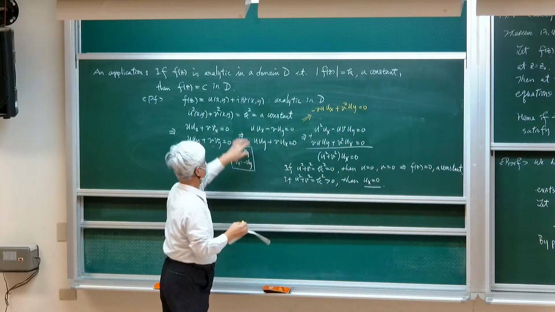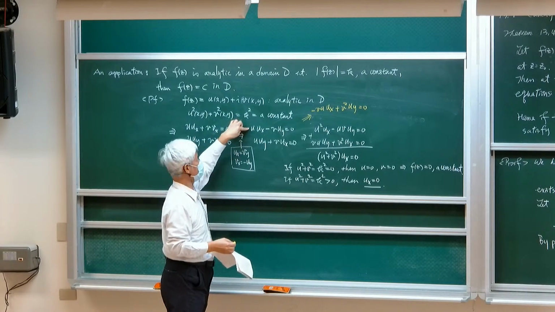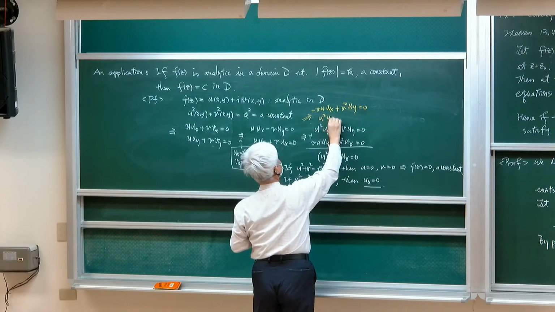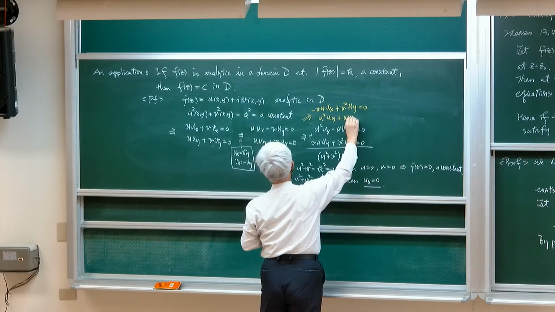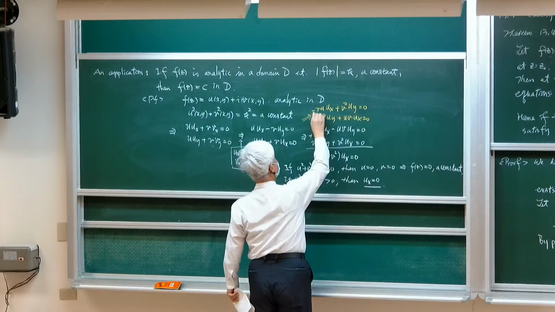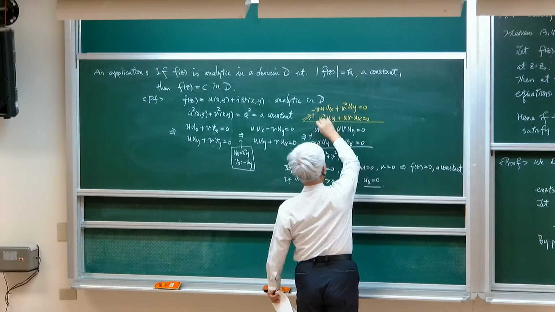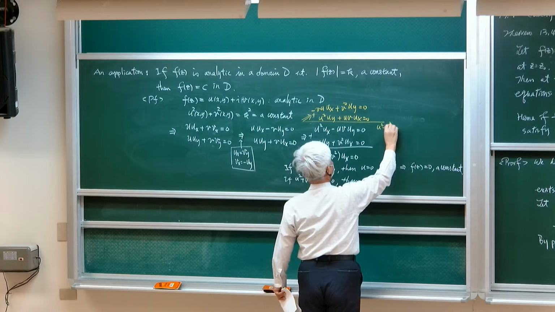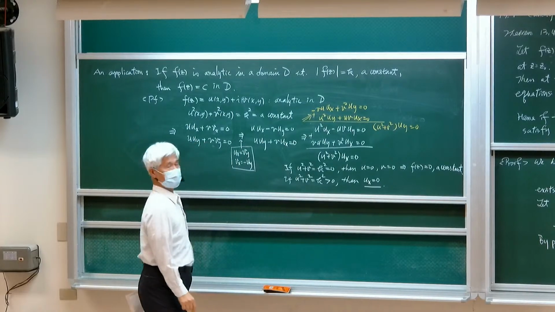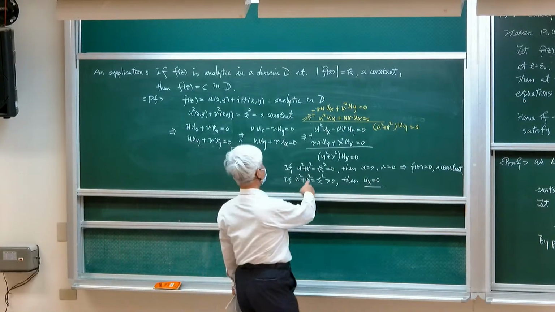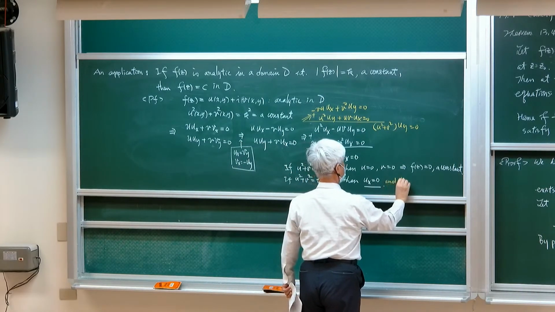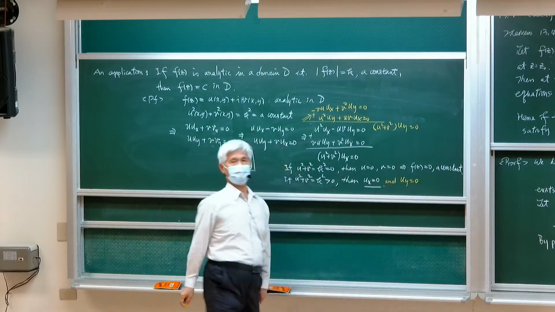So we multiply minus v to the first equation and multiply u to the second, and we add them together. So the result becomes u square plus v square times uy equal to 0. Is that okay? And so if this is the case, then uy equal to 0.